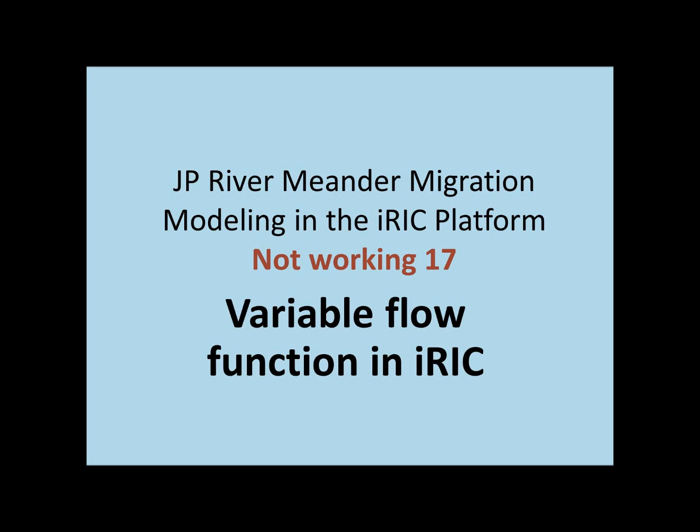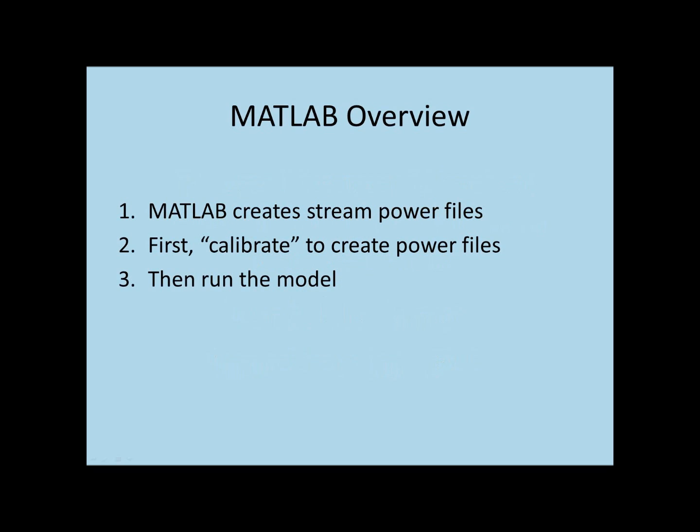Hi, this is video number 17 for things not working, and it is called variable flow function in iRIC. The variable flow function in iRIC is taken from the very same function in MATLAB. And the way it works in MATLAB is that you run the MATLAB model once with the variable flow function enabled for the years that will be modeled. You run that in the calibration mode.